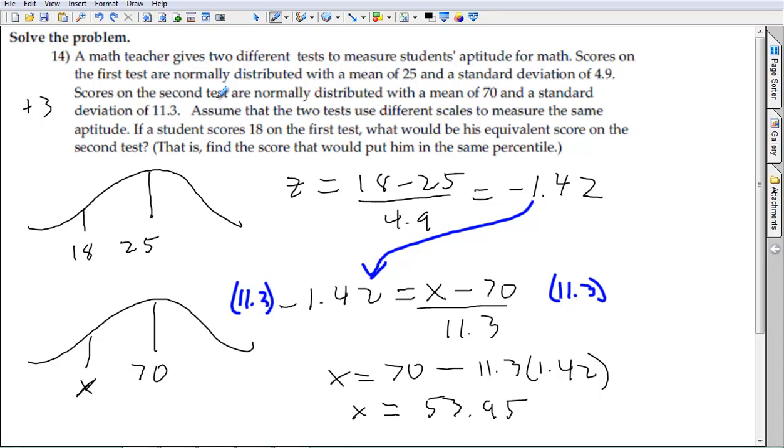On 14, we found the z-score for this first exam. They scored an 18, the average is 25, and there's the standard deviation. So they were 1.42 standard deviations below the mean. Question is what's the equivalent on the other exam. So we use this z-score here, and it's almost like the last problem where we solve for x. So we multiply both sides by the standard deviation, add the mean. So the equivalent on this exam would be a 53.95.